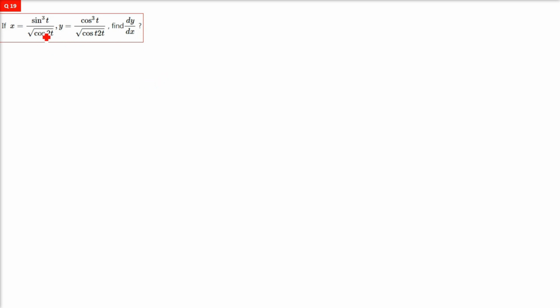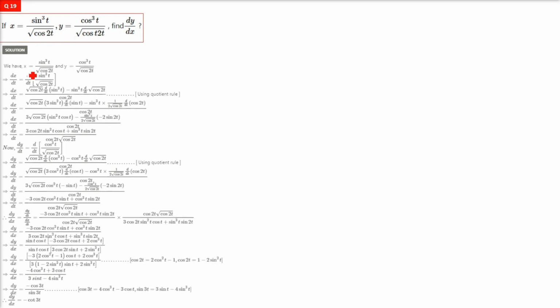x is equal to sin cube t by under root cos 2t, y is equal to cos cube t by under root cos 2t. We have to find out dy by dx. Now this question involves many things, various things. So the first thing you have to look very carefully.